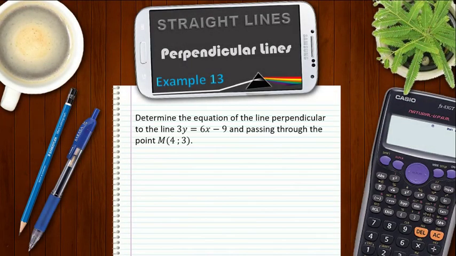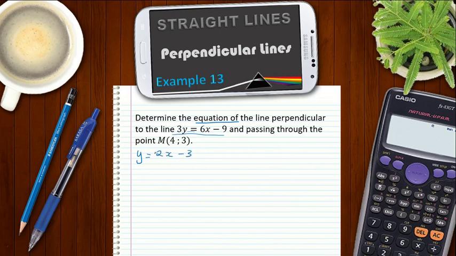Example 13, determine the equation of the line perpendicular to this line and passing through the point. Alright, so now it's just one step further. We now need to find the equation. And once again, we can find the gradient by using the information that they give us from the perpendicular line. So the perpendicular line, if I put that in its standard form, that means I divide everything with 3. That gives me y equals 2x minus 3.